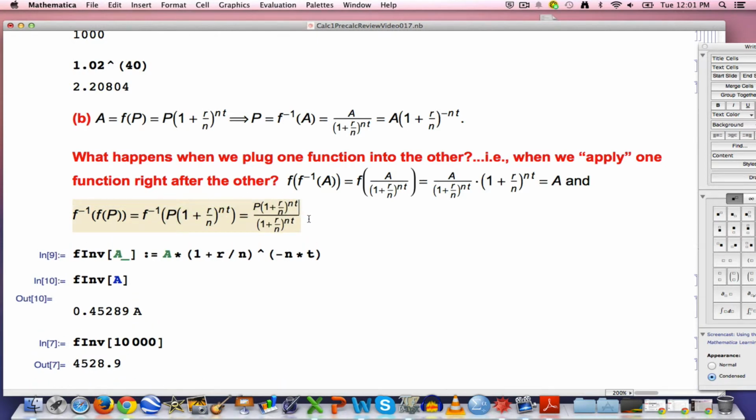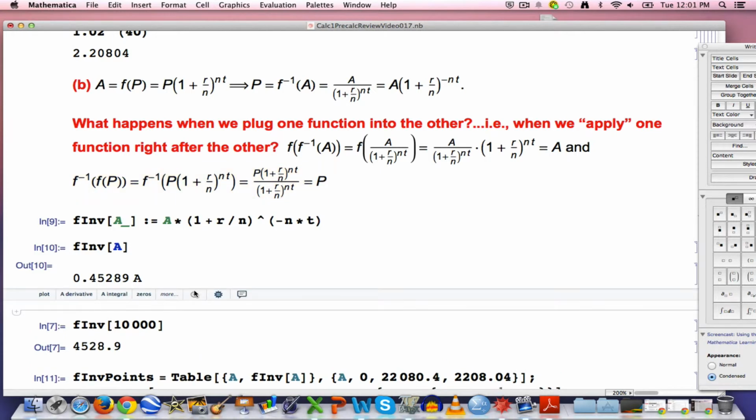And once again, you get simplification. The (1 + r/n)^(nt) powers divide out, leaving you with a p. So once again, you get a nice operational relationship: if you plug in a principal into the formula for f to get an accumulated balance, f of p, an a value, and then you plug that back into the inverse function, it undoes it, it gets you back to the original principal. Mathematica can confirm this as well.